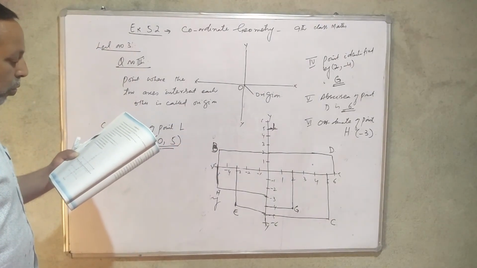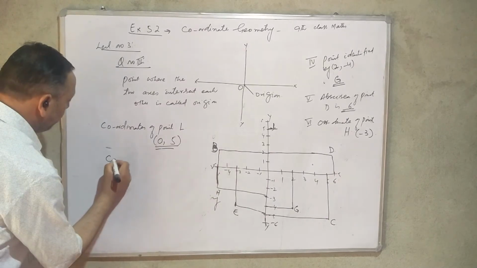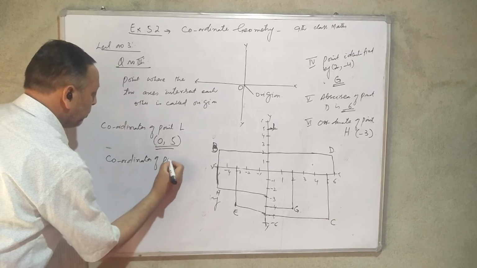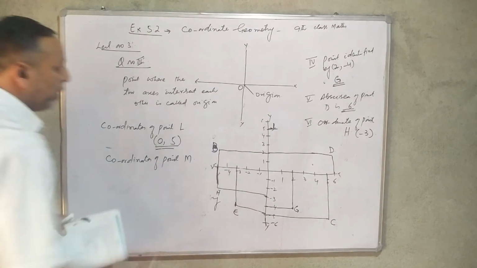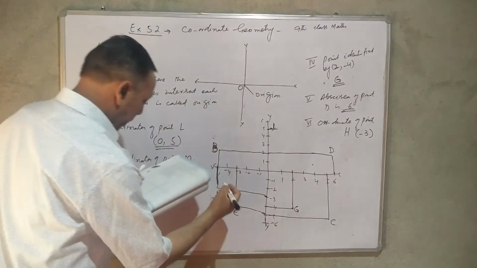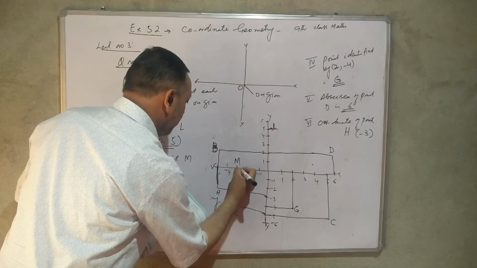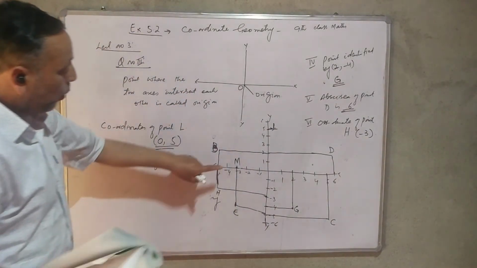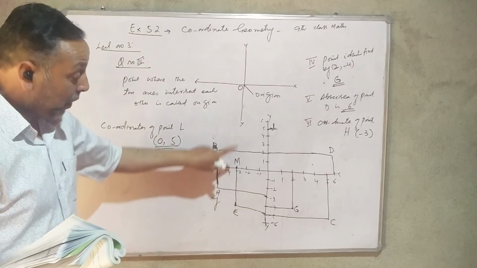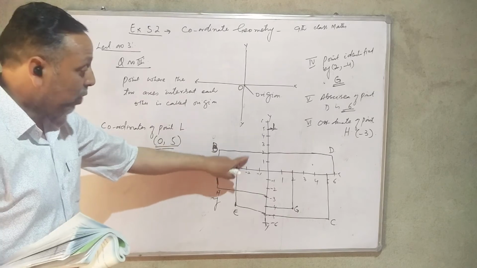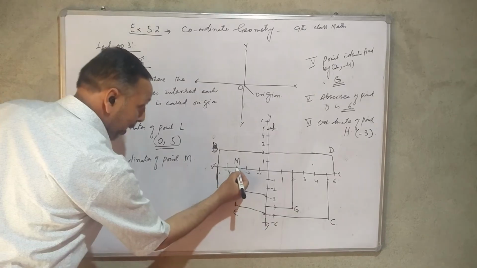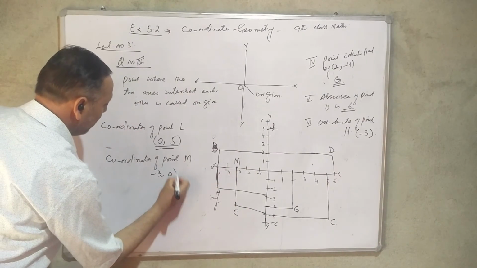Then the coordinates of point M. Let us locate where point M is. Point M is here. Now if you look at point M, it lies on the x-axis. That means the ordinate, the y coordinate, is 0. So the coordinates of point M are minus 3 and 0.